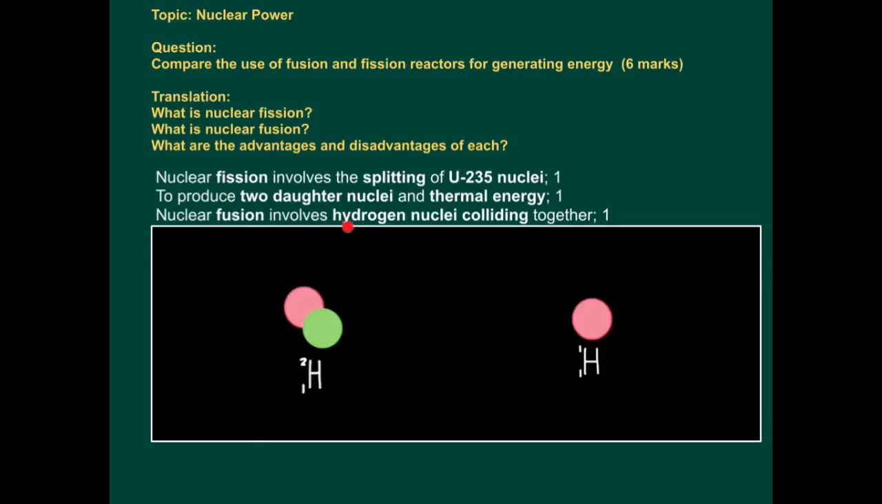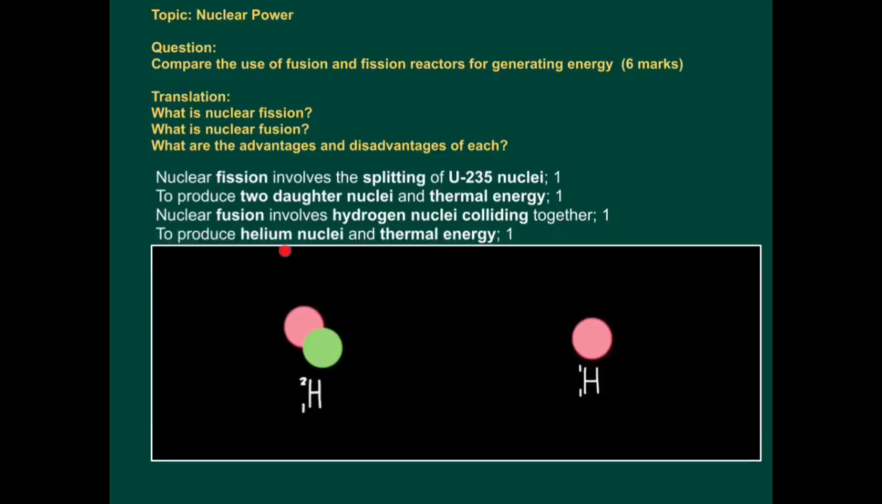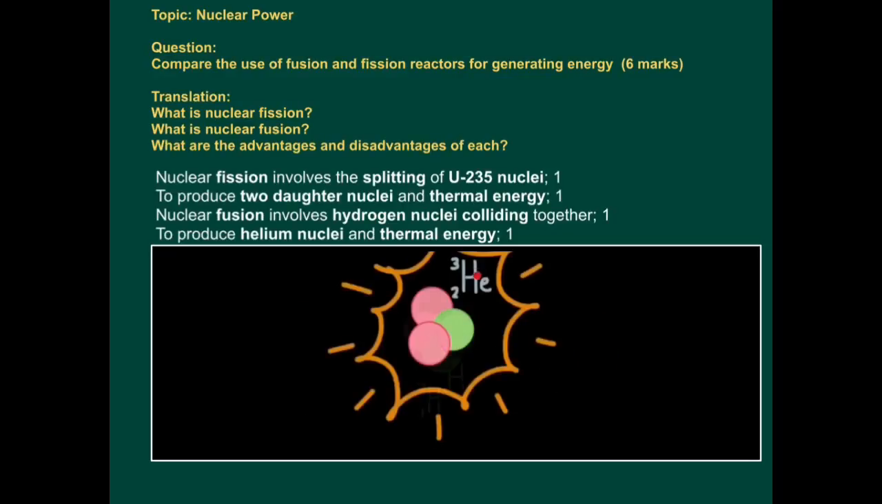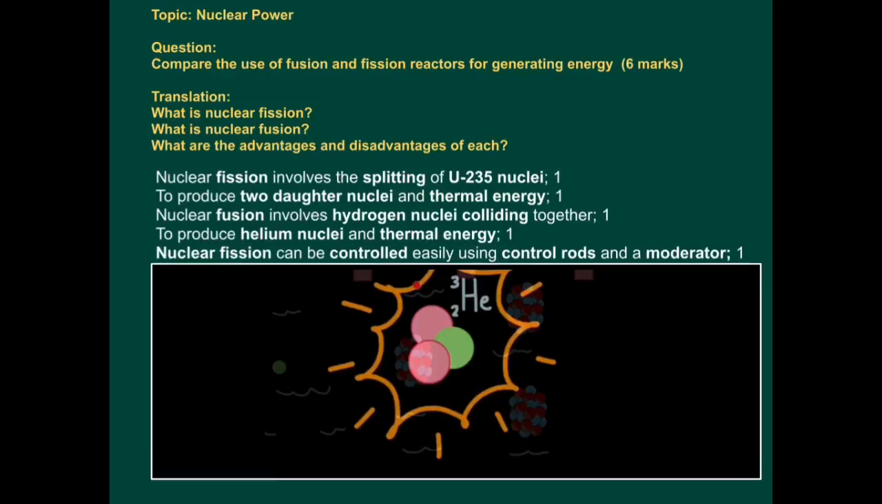Nuclear fusion involves hydrogen nuclei colliding together, and what happens when they collide together is they produce helium nuclei and thermal energy as well. So we can see this is a hydrogen nucleus here and a different hydrogen nucleus here, and what happens as they collide, we can see that we produce helium. So now let's look at the advantages and disadvantages.